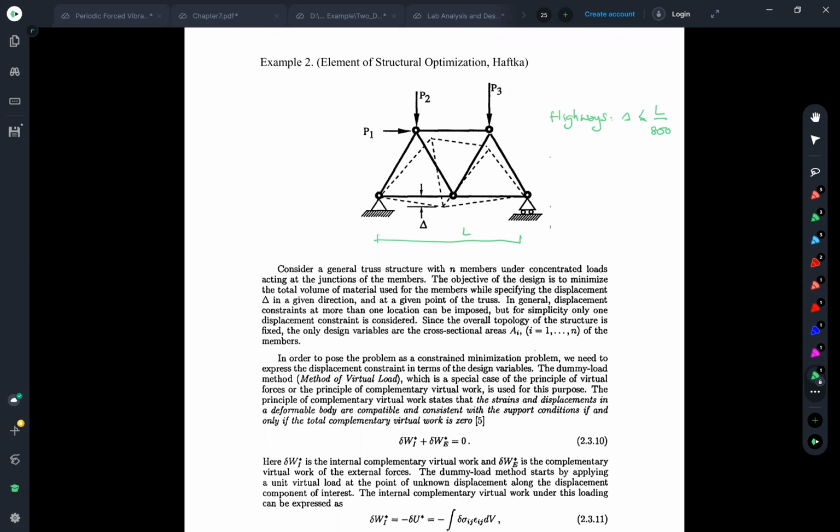But if you're talking about the high-speed train, the high-speed railways, HSR, maybe the delta limit is set to something more stringent, more strict. It's like L over 1,000 something, I think, in your code.